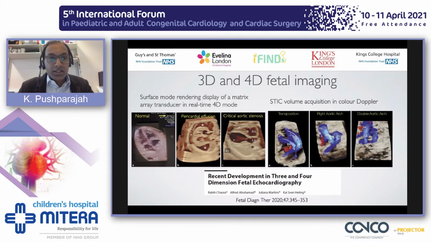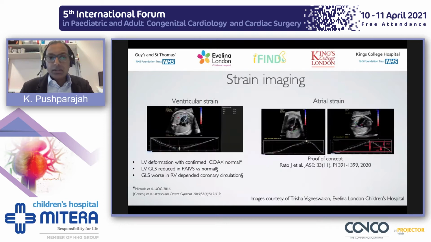So you can start to see a normal heart, a pericardial effusion here, and critical aortic stenosis. And then if you apply color as well, you can start to appreciate with a bit more depth some of the spatial relationships of ventricular arterial connections in the patients. So quite useful, but it really depends on the hands of the clinicians.